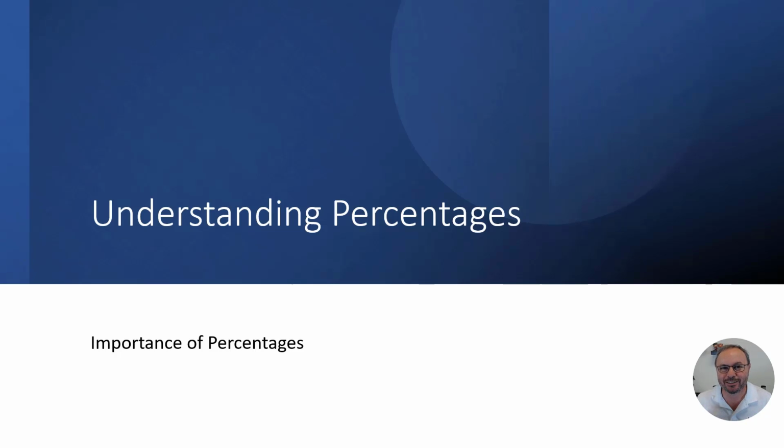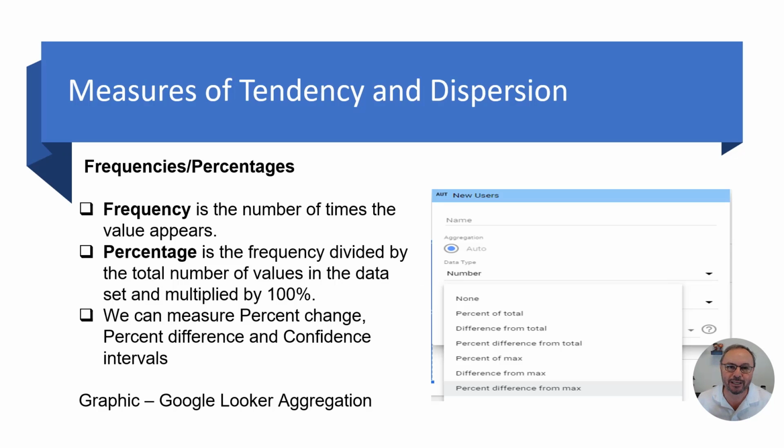Understanding percentages. In this lesson, let's talk about percentages. Now, when we discuss percentages, it's important to realize two terms and how they work together. First is frequency, the number of times a value will appear. Then percentage itself is the frequency divided by the total number of values in the data set, multiplied by a multiplier, which in this case is 100%.